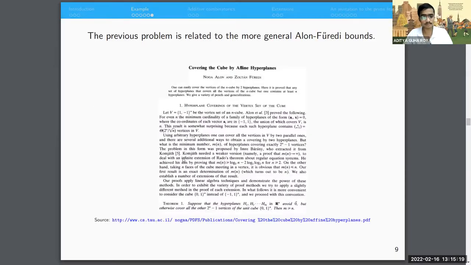Actually, this is related to another research work by Professor Alon and Zoltan Füredi. However, I won't discuss this today because of some time constraints, and also because this talk is essentially on combinatorial Nullstellensatz, and a discussion of this bound would require more details to present.